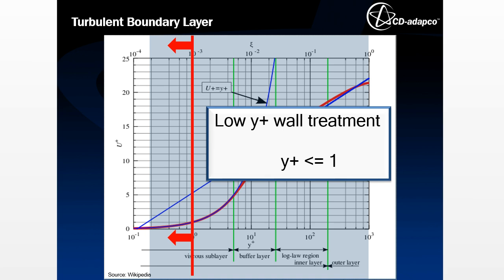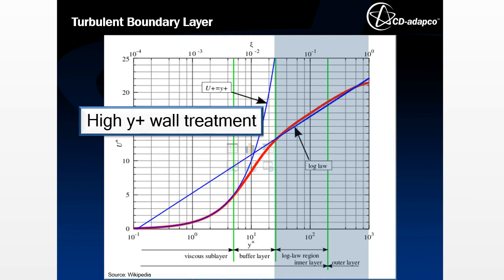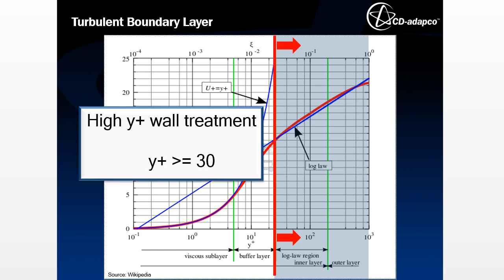The high Y plus wall treatment is modeling the viscous sublayer and the buffer layer by using wall functions for the turbulent production, the turbulent dissipation, and the wall shear stress. It is therefore not required that the mesh resolves the viscous sublayer and the buffer layer. For the high Y plus wall treatment to be valid, the cell at the wall should have a Y plus value of approximately 30 or higher. The upper bound depends on the type of the simulation.